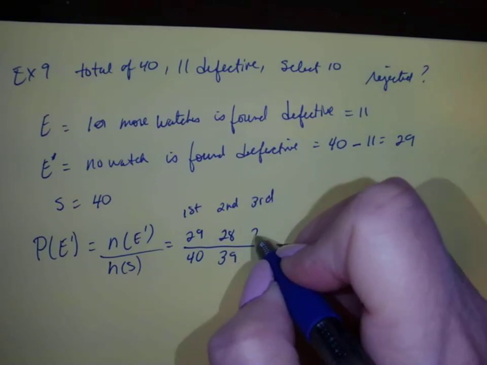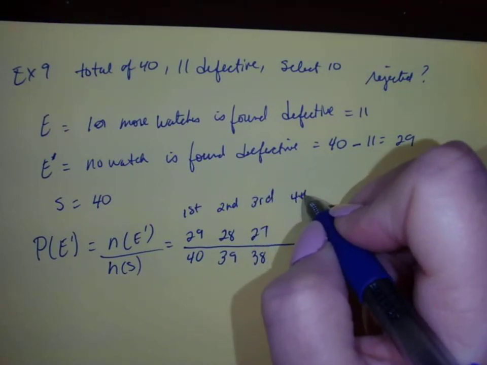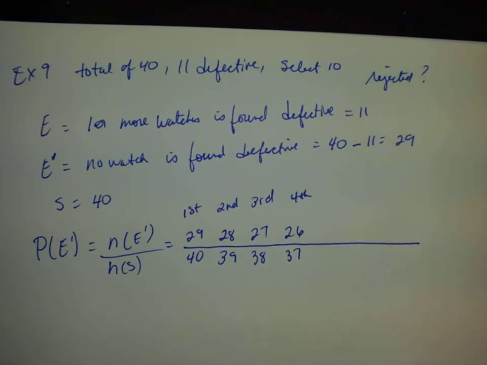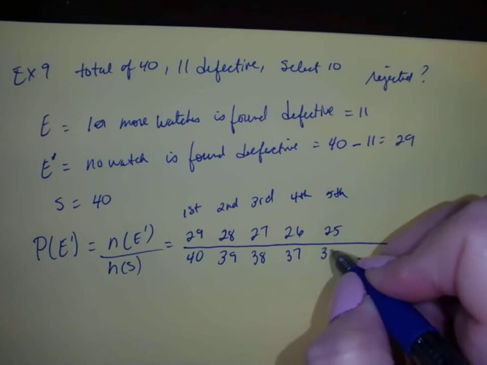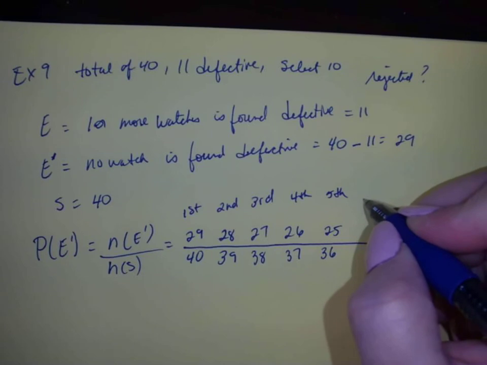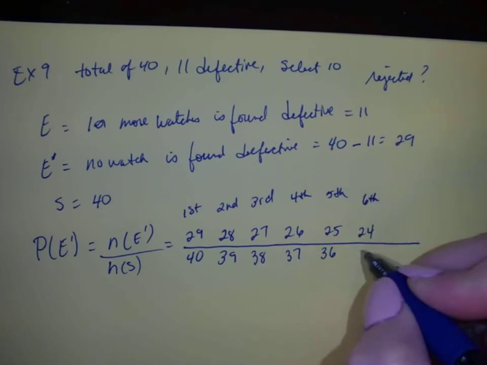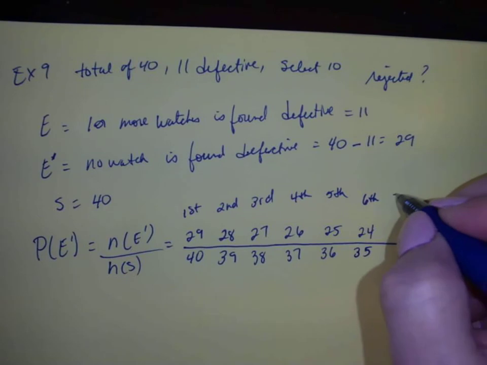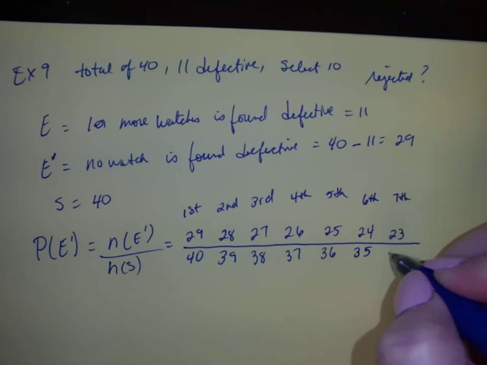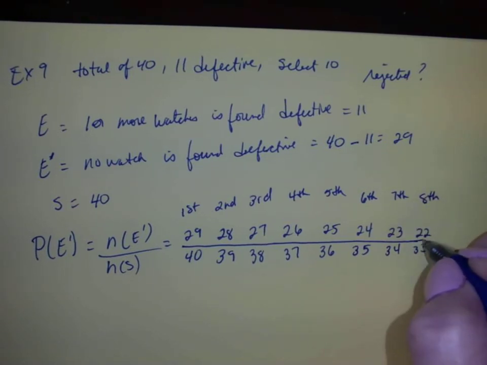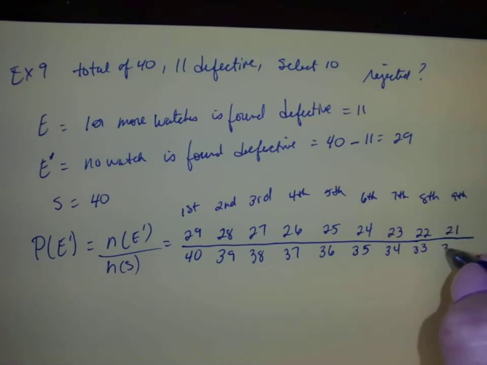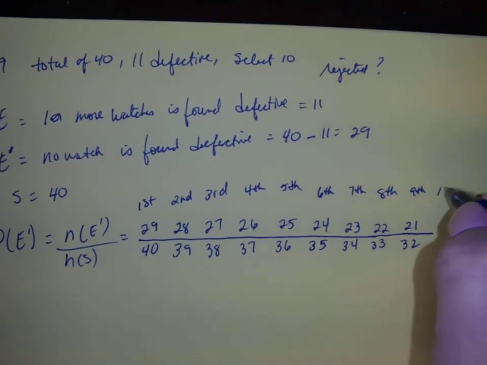On the third one, we'll have 27 out of 38. On the fourth one, it'll be 26 out of 37. On the fifth one, we'll have 25 out of 36. On the 6th watch, we'll have 24 out of 35. On the 7th watch, we'll have 23 out of 34. On the 8th watch, we'll have 22 out of 33. On the 9th watch, we will have 21 out of 32. And on the 10th watch, we will have 20 out of 31.